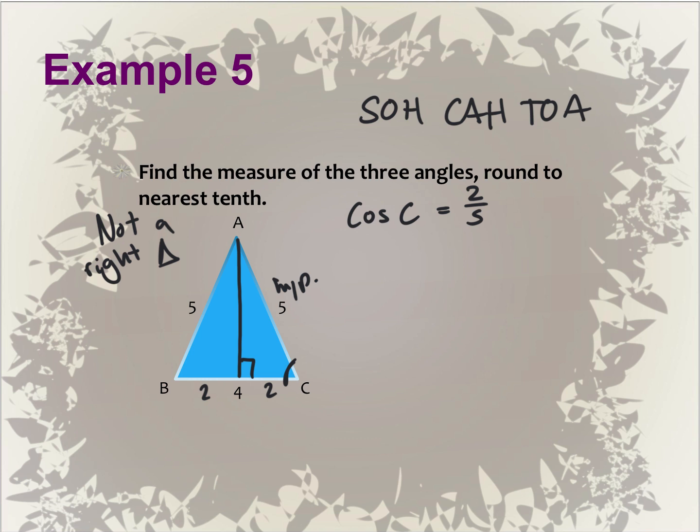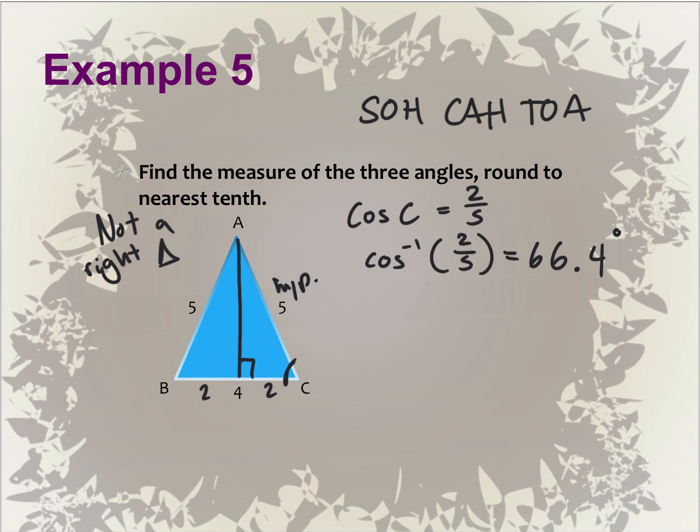To find the angle, I'm going to plug in cosine to the negative 1 of 2 over 5, and that to the nearest degree is 66 degrees. Again, they asked for the nearest tenth, sorry, so 66.4 degrees. That is our C.